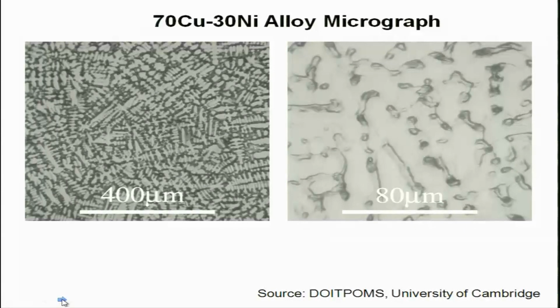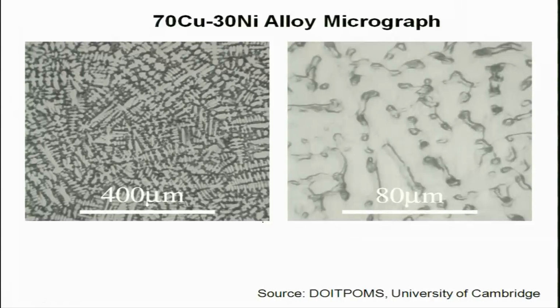This has been sourced from the University of Cambridge website, where they have a repository of micrographs. This is the optical micrograph of a 70 copper 30 nickel alloy at a magnification which is fairly low. You can see the scale bar is about 400 microns. So this whole image is nearly 600 by 600 or 700 by 700 microns, which is nearly 0.6 by 0.6 mm. So basically a very macroscopic image.